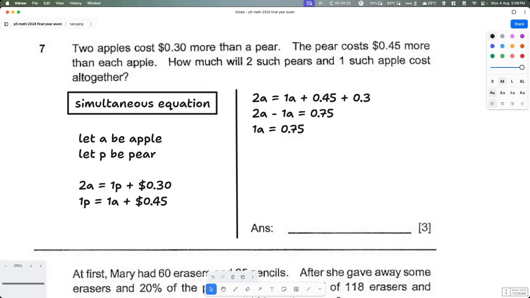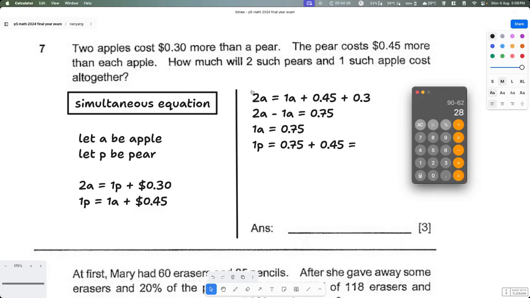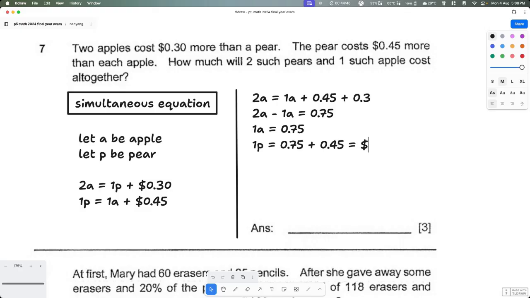Okay, so then one pear. One pear is equal to one apple plus 0.45, and one apple is 0.75. So 0.75 plus 0.45. Use your handy dandy calculator. 0.75 plus 0.45, and this gives you $1.20. I'm just going for 1.2.